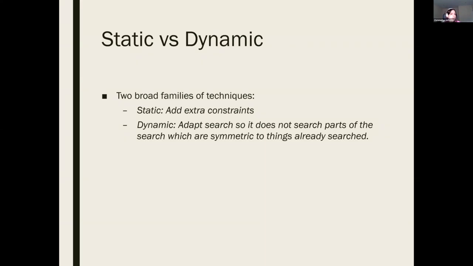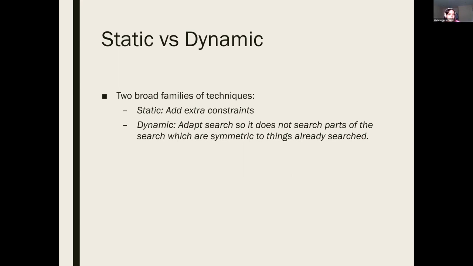Broadly speaking, there are two families of symmetry breaking. There are static techniques, which is where you add a constraint, or a bunch of constraints, and then solve the problem using your solver as normal. And then there's dynamic symmetry breaking, where you adapt the search to avoid searching symmetric things. These both have positive and negative points, which I'm going to discuss. If there's anyone in the talk who wants to disagree with the following statement, please do so. You can even turn your microphone on and argue with me.